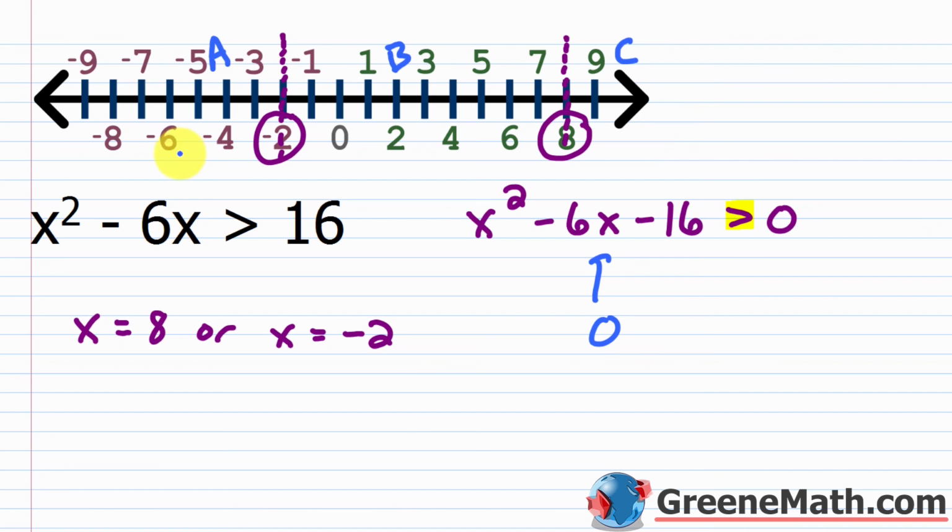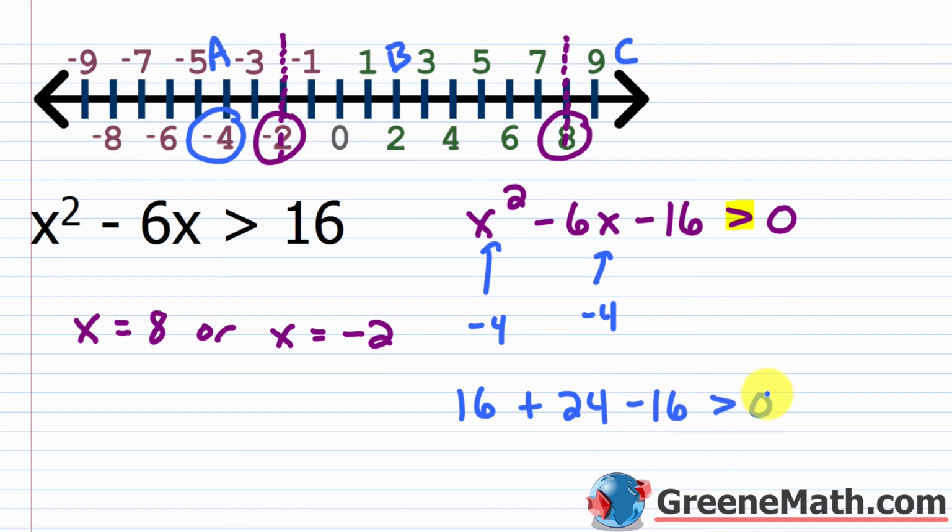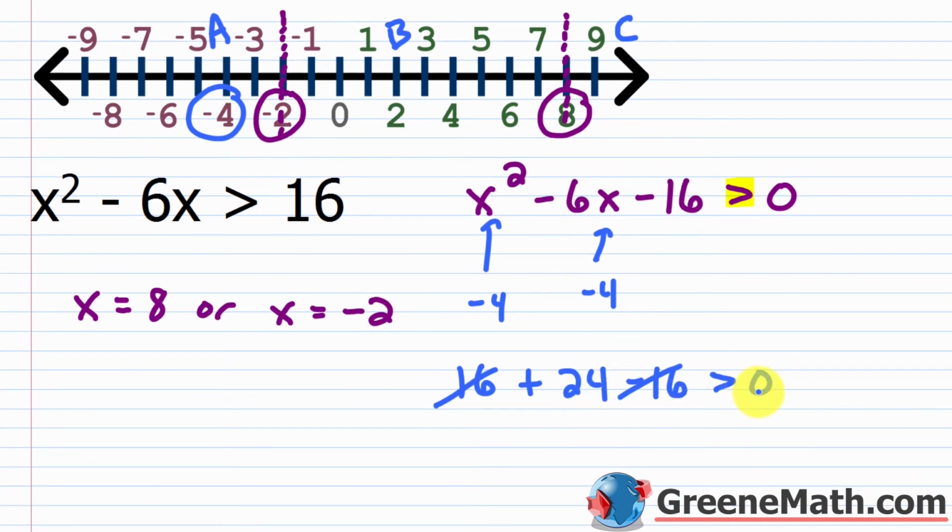So in interval A, let's just go ahead and choose something like negative 4. That would be a good test point. And we can try that in this guy right here. So let's plug in a negative 4 everywhere we see an x. And so we would have negative 4 squared, which is positive 16. Then negative 6 times negative 4 is plus 24. Then you'd have minus 16, and this is greater than 0. Well, we know that 16 minus 16 is 0, so you have that 24 is greater than 0, which is true. So I'm just going to put for interval A that this is true.